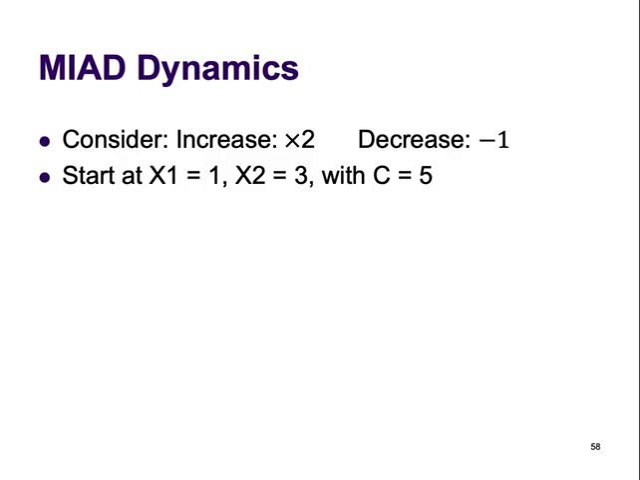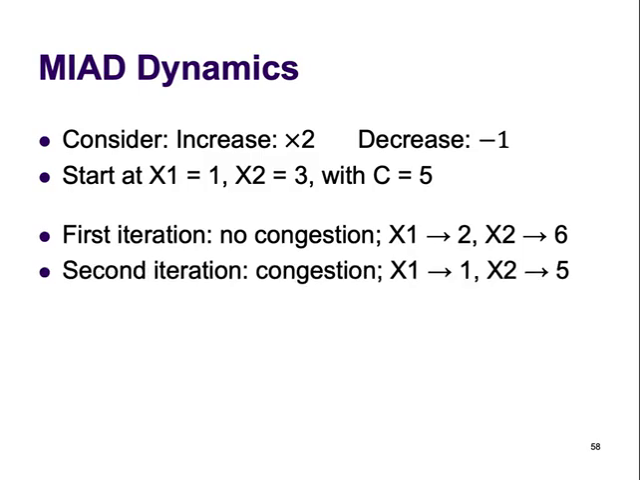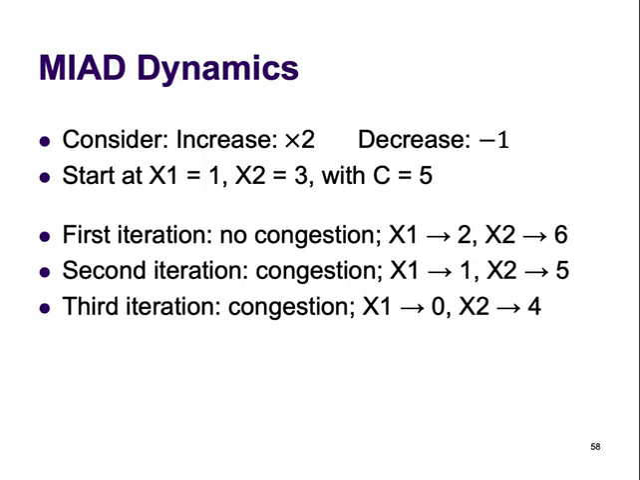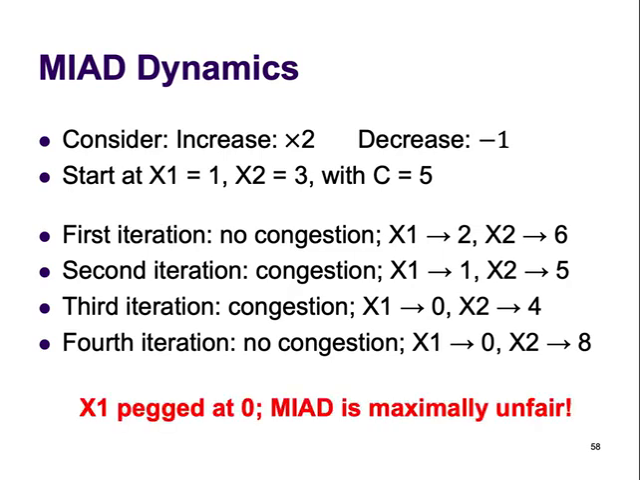Yeah. So let's walk through an example here. In the first iteration, we had x1 and x2, 1 and 3. There was no congestion, so they both multiplicatively increased to 8, 6 plus 2. In the second iteration, we have congestion, they'll cut down. Third iteration, cut down again. Fourth iteration, no congestion, go up. Now look at what has happened here. x1 is at 0 and x2 is at 8. You could keep working through any of these examples with different values, different numbers of steps. Where you will end up is always that one of the flows gets 0 allocation. And so MIAD is actually maximally unfair.